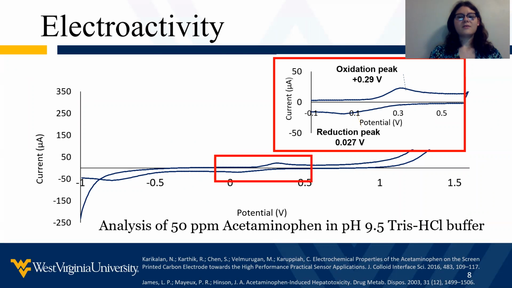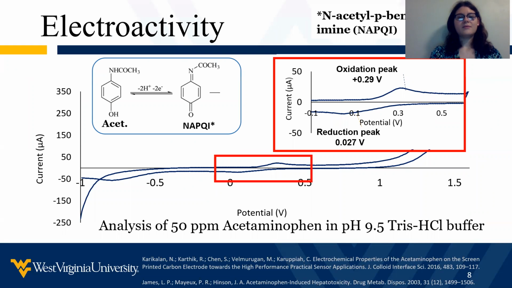The first step was to check that it does undergo these electrochemical reactions. We used cyclic voltammetry, so we both increased and then decreased the potential in one run to look for both oxidation and reduction. We also started with a high concentration of acetaminophen at 50 parts per million, and we started with pH 9.5 Tris-HCl buffer. We saw that it was electroactive and had both an oxidation peak at 0.29 volts and a reduction peak at 0.027 volts.